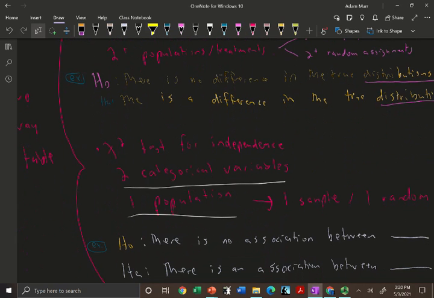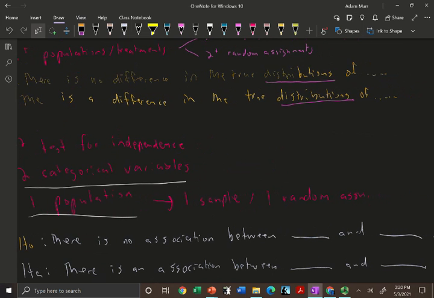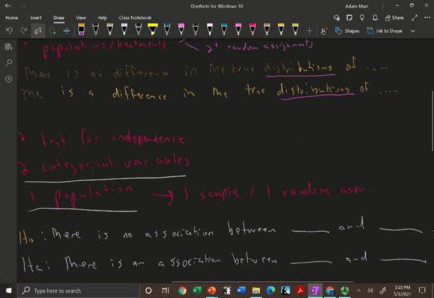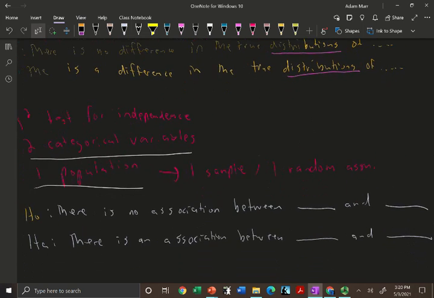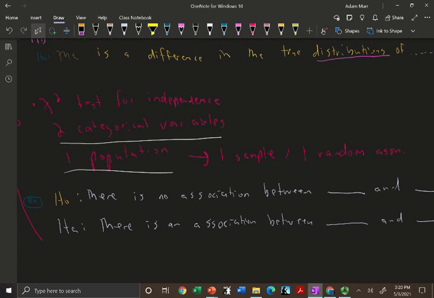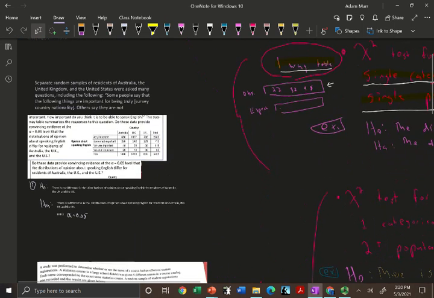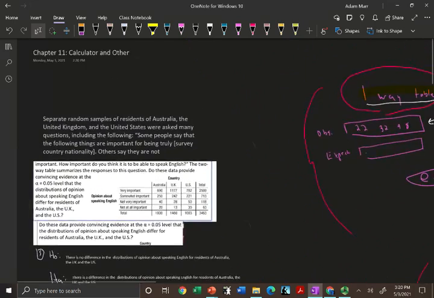Independence is two categorical variables, but from just one population. So that's either one sample or possibly one random assignment, more than likely one sample. In general, an example of the null is there is no association between whatever and whatever, and the alternative is there is an association between whatever and whatever. Okay, so let's see if we can figure this out based on some examples.